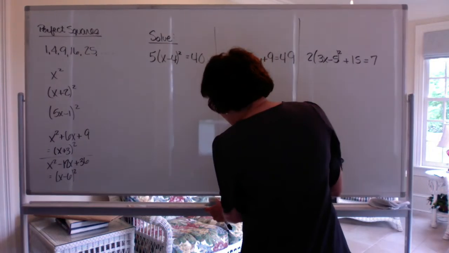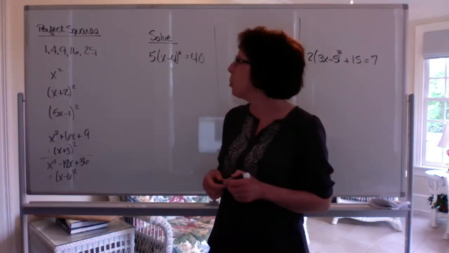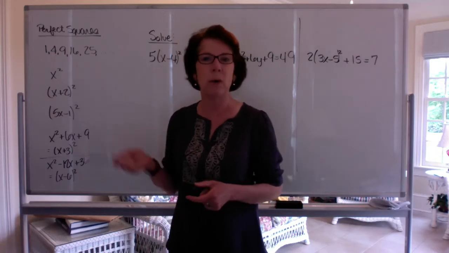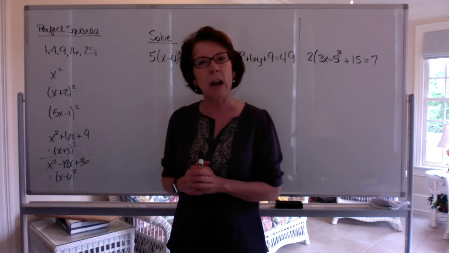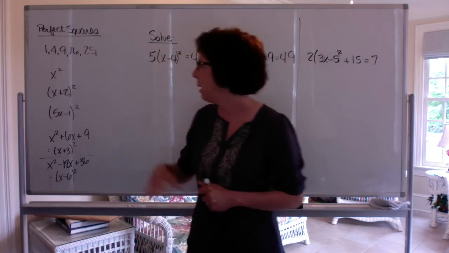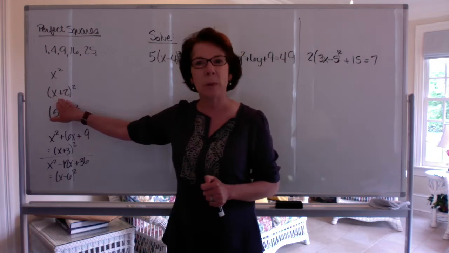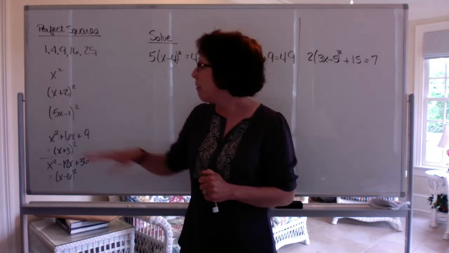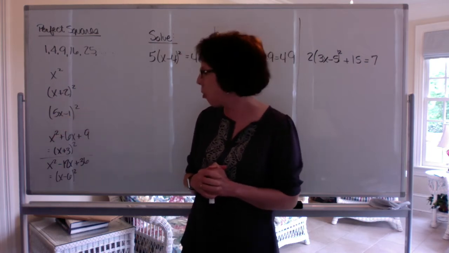Let's talk a little bit more about perfect squares. We've talked about perfect squares, 1, 4, 9, 16, 25, 36, 49, 64, and so forth. Those are numerical perfect squares. But let's talk about some variable terms that are perfect squares. x squared is a perfect square of x. The binomial x plus 2 squared is a perfect square of x plus 2. 5x minus 1 squared is the perfect square of 5x minus 1.